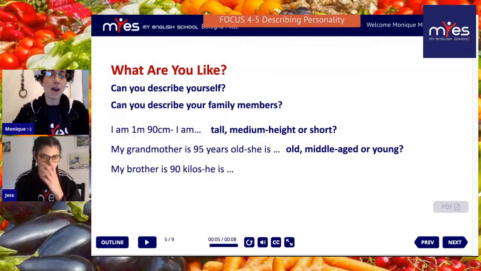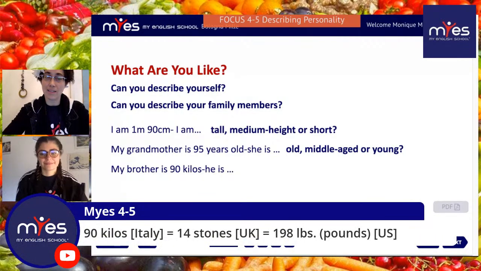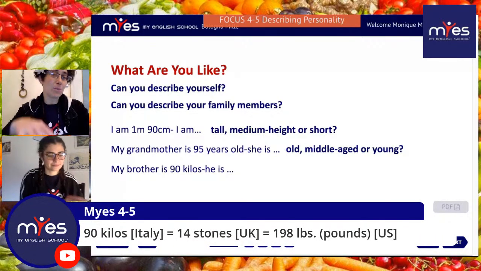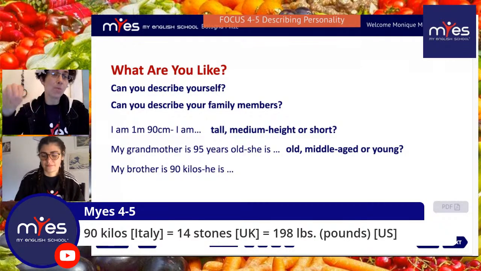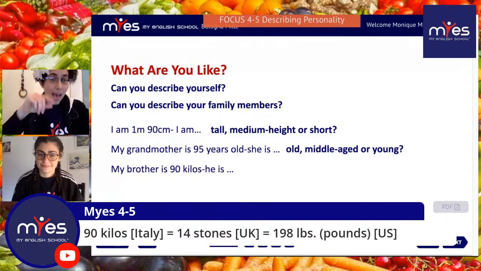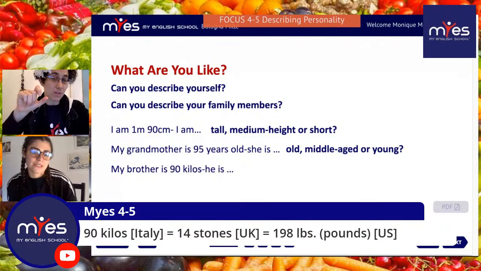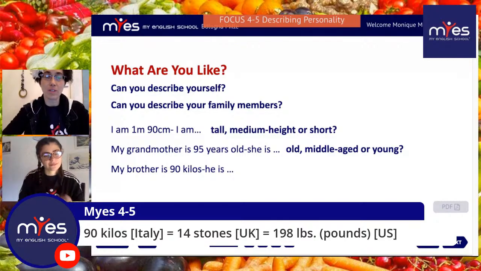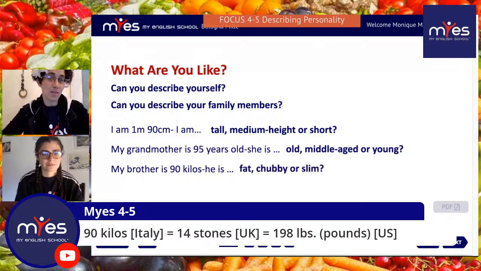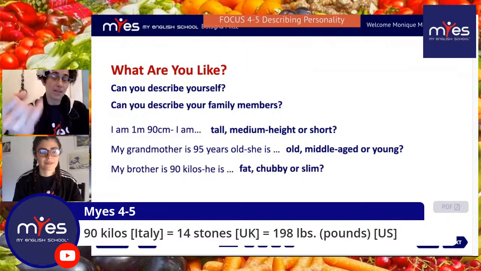Interesting. I have no idea how many stones I am, but I can say that 90 kilos would be 14 stones in the UK, and 198 lbs, which is short for pounds, right? So pounds, 198 pounds. So this person, my brother, is 90 kilos. Is he fat, chubby, or slim?